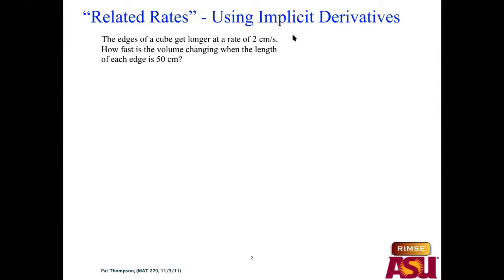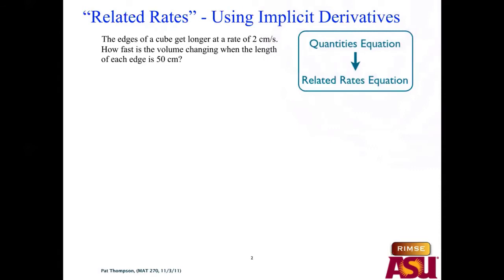recap the question we did at the end of class on Thursday. So we had the edges of a cube getting longer at a rate of 2 centimeters per second. And we want to know how fast the volume was changing at a specific point during that motion. So the idea is we start with an equation that relates the geometric quantities, in this case, edge lengths and volume. And then we take derivatives with respect to time, since we have these rates like speeds, in order to relate how over time the two will change together.